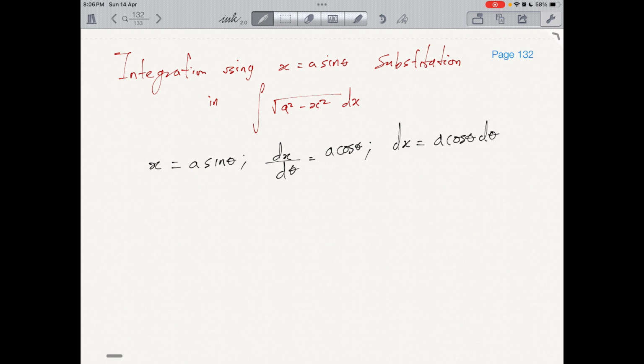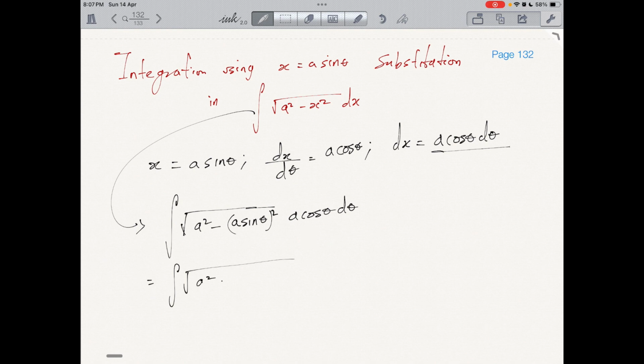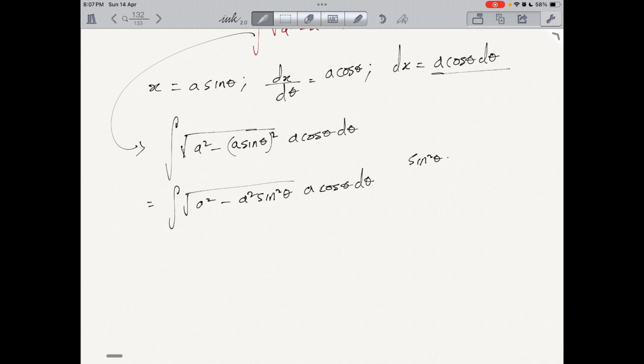Now, with this done, let's change our variable from x to theta. So, making our substitution, a squared minus x squared becomes a squared minus (a sine theta) squared, multiplied by dx, and dx is now a cos theta d theta. Now this becomes the integral of the square root of a squared minus a squared sine squared theta multiplied by a cos theta d theta.